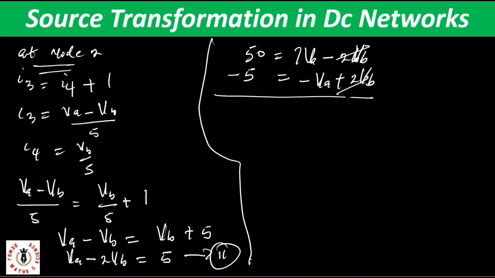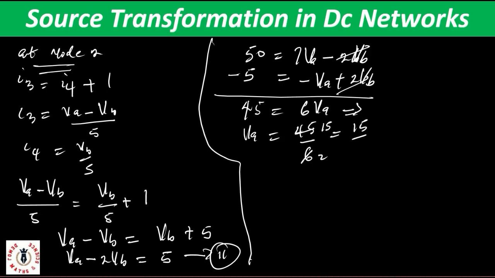Here, minus 2VB cancels this, and I'll be left with 45 is equal to 6VA. Obviously, this implies that my VA is equal to 45 over 6. That's equal to, dividing by 3, 15 over 2. It's the same thing as 7.5 volts.